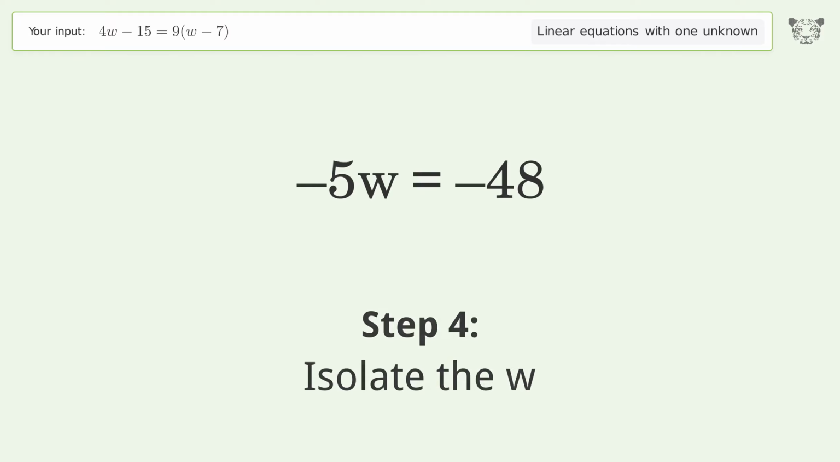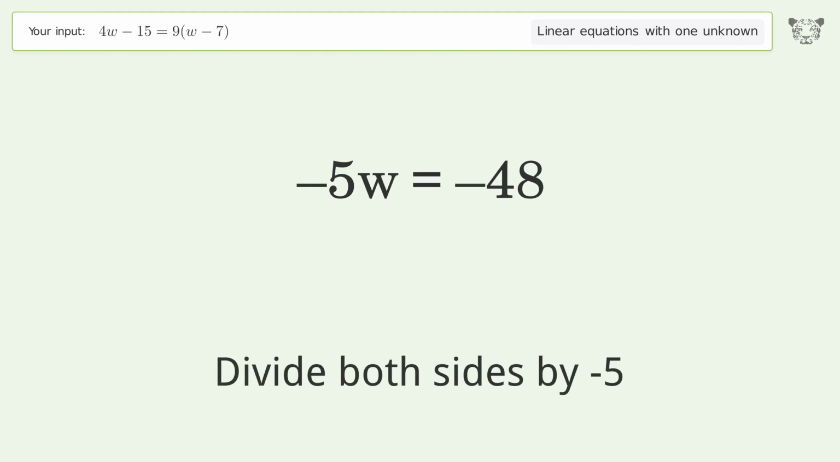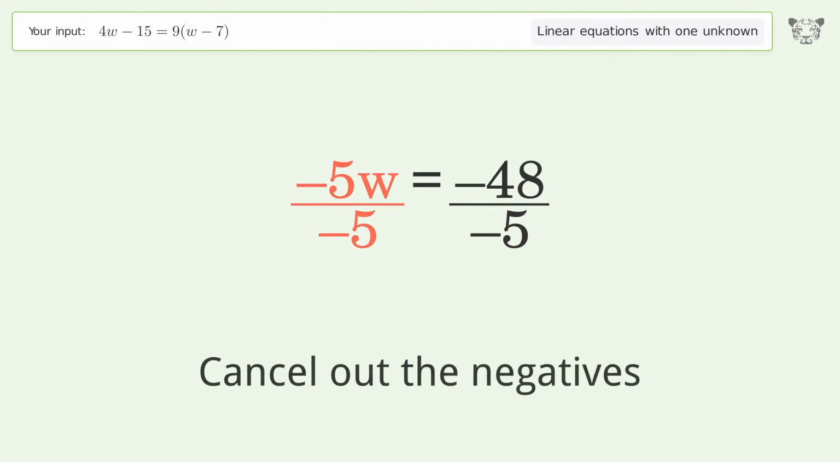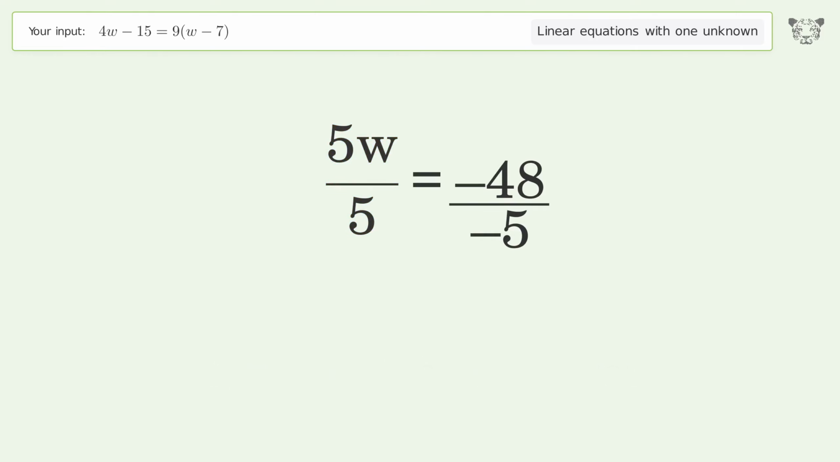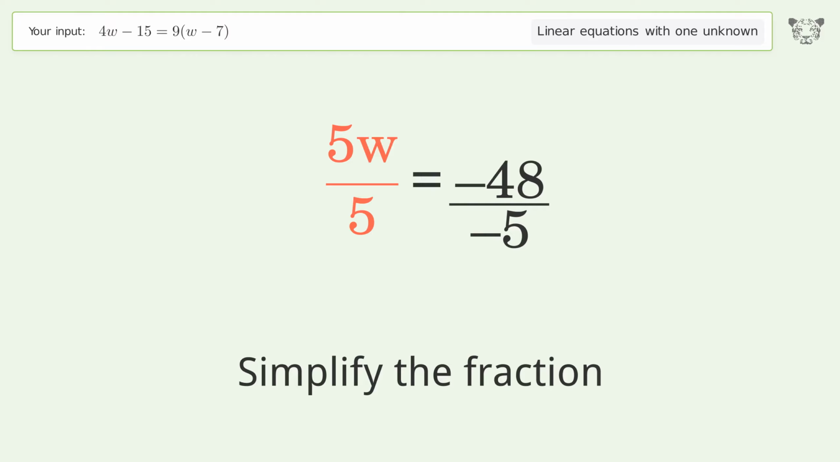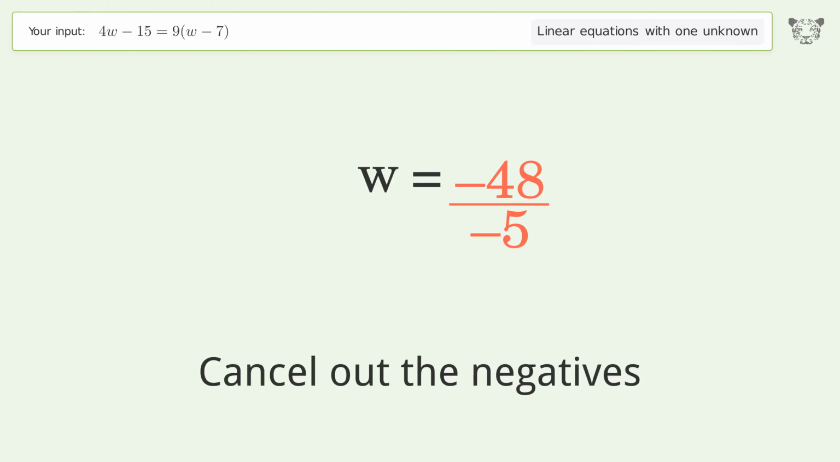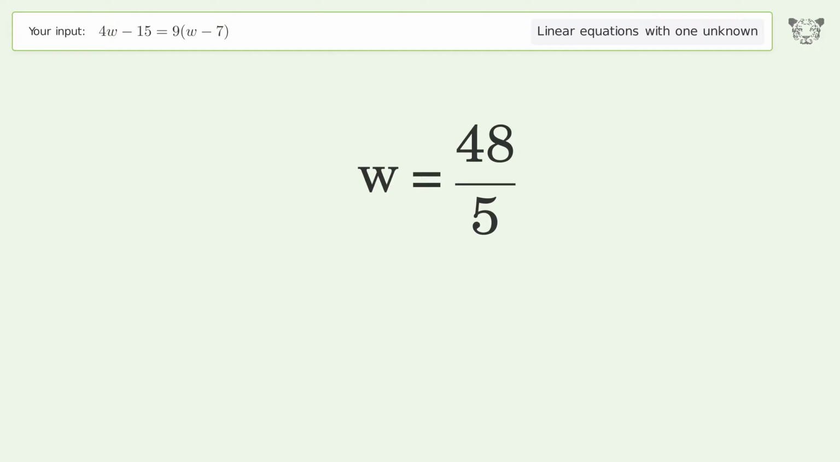Isolate the w. Divide both sides by -5. Cancel out the negatives. Simplify the fraction. Cancel out the negatives. And so the final result is w equals 48/5.